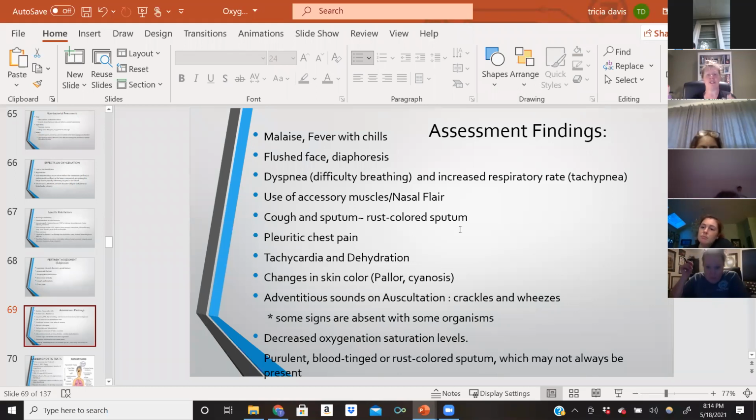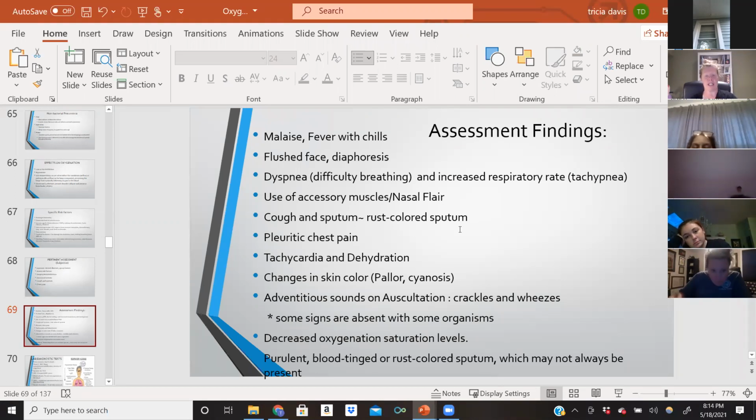Severe oxygenation changes. We're going to see changes in skin color. We're going to see that pallor. We're going to see that cyanosis. And then when we listen to those lung sounds, we're going to hear adventitious lung sounds. So we might hear crackles, wheezes. Sometimes we might not hear any lung sounds. They might be completely absent if that whole lung is compromised.